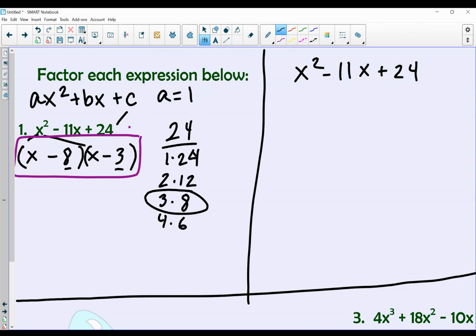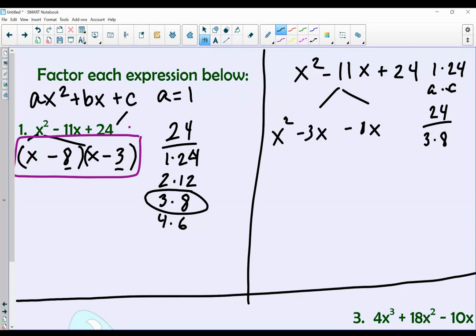So when we do factor by grouping, we always do our a times our c first. So we would need to identify what a and c were. Well, we already said that 1 is a and that c is 24, our constant. So same thing, we end up looking for the factors of 24, and we just said we know that those factors are 3 and 8. But with grouping, I'm going to bring down my leading term, x squared. I'm going to split the b term into negative 3x and negative 8x, and then my constant comes down, plus 24.